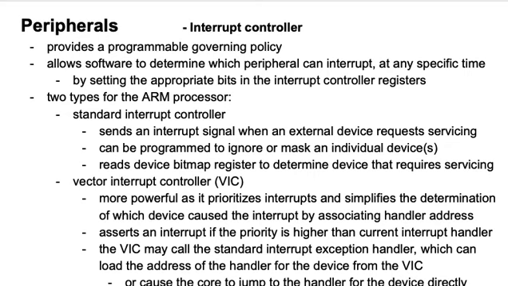It can assert if an interrupt has sufficient priority so that any current interrupt handler can be paused and another could be serviced. In case an interrupt is to be serviced, the VIC has two options. In the first case, it calls the standard interrupt execution handler and this can load the address of the handler for the device from the VIC. The other option is to directly cause the ARM processor core to jump to the handler for the device.